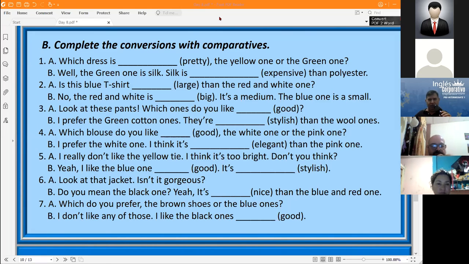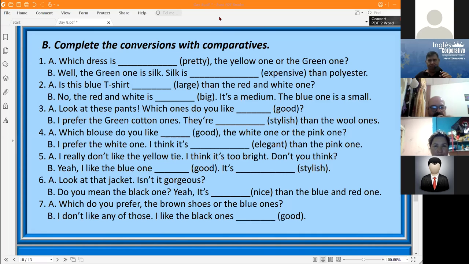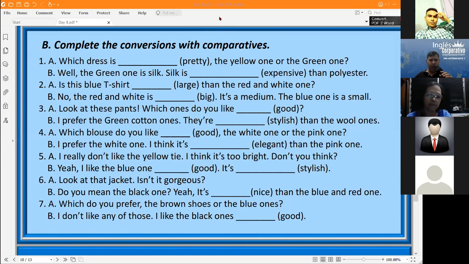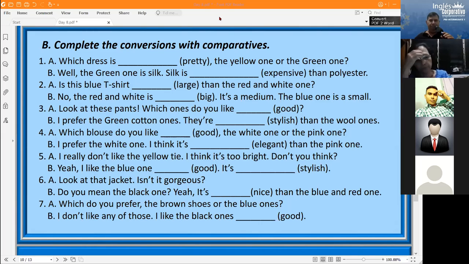Seven. Volunteer for seven. Me, teacher. Yes, please. With whom? Who is the other volunteer? Carlos Daniel. Okay. Which do you prefer, the brown shoes or the blue ones? I don't like any of those. I like the black ones better. Excellent. You say, I don't like any of those, right? I like the black ones better. Very good.